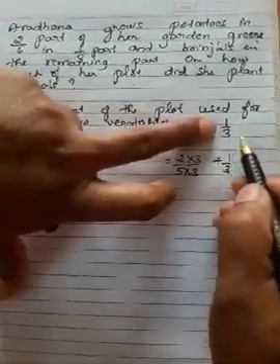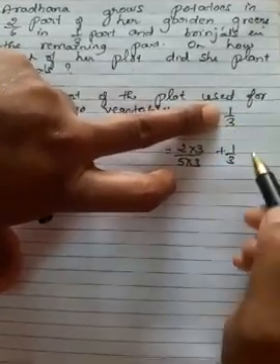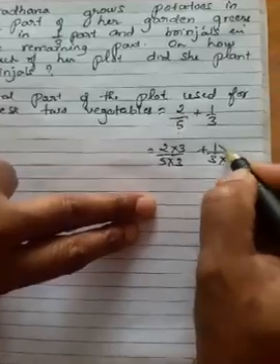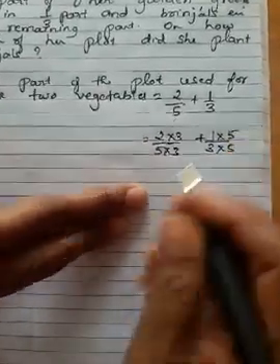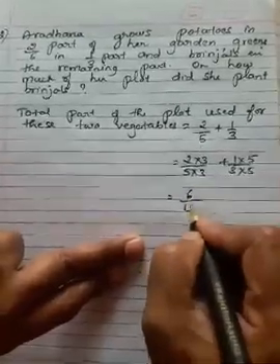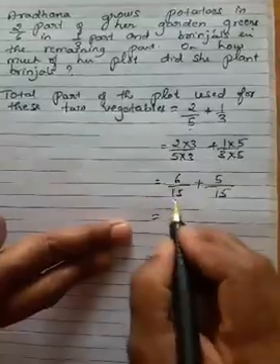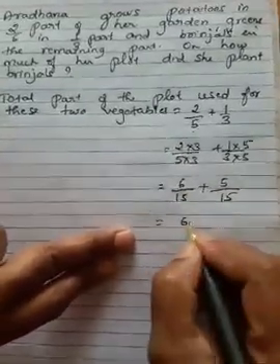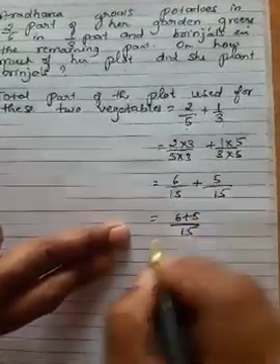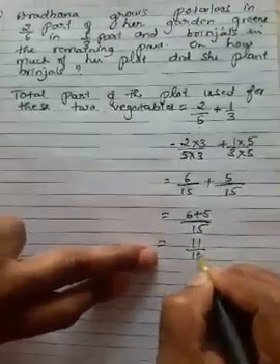So 3 5s are 15. Correct? So multiply this fraction's numerator and denominator by how much? 5. This is equal to 2 3s are 6, 5 3s are 15, plus 1 5 is 5, 5 3s are 15. Now denominators are equal, add the numerators. 6 plus 5 is how much? 11. So 11 upon 15.